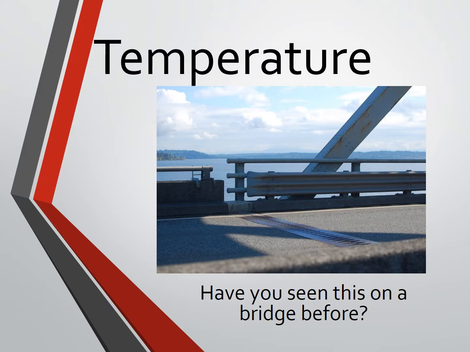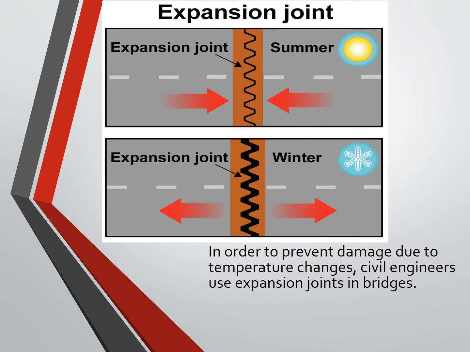Have you ever seen this on a bridge? Well, this is actually called an expansion joint. So we already know that if heat rises during the summer, then we know that kinetic energy will increase, which means that we will have an expansion. And so we want to be able to close that gap as that happens.